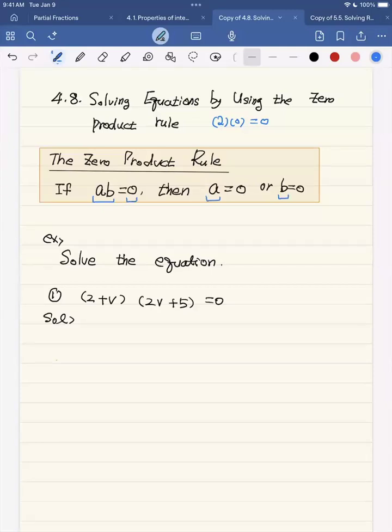In the first problem, we have (2 plus V) times (2V plus 5) equals 0. That means we multiplied two numbers that we don't know what they are and the result became 0. Then because of the zero product rule, we can assume that 2 plus V equals 0 or 2V plus 5 equals 0.